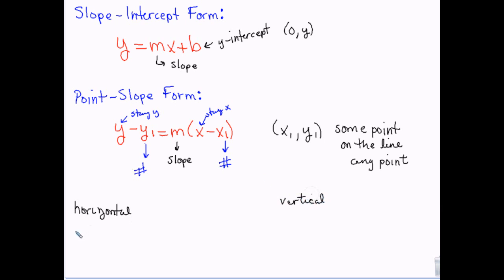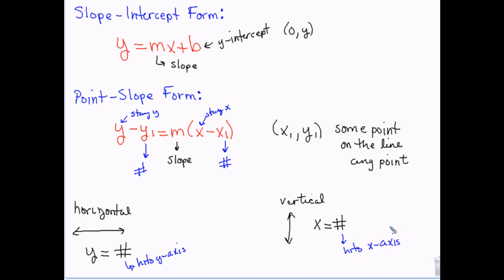Okay, a horizontal line is flat like this, right? And these are always going to be of the form y equals some number. And this number is going to be where the line hits the y-axis, whatever number that is. And then a vertical line goes straight up and down, and these will always be x equals some number. And this number is where it hits the x-axis.